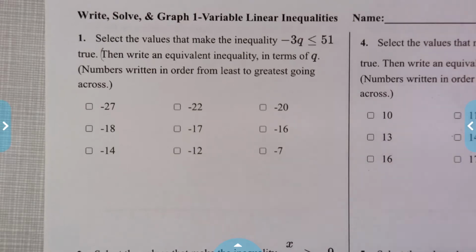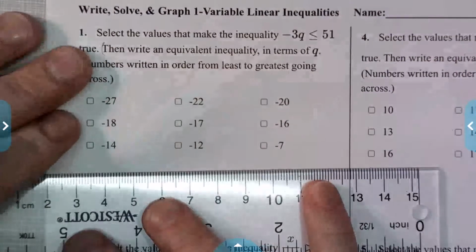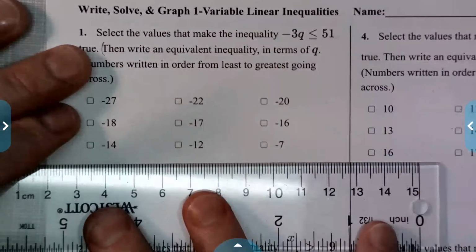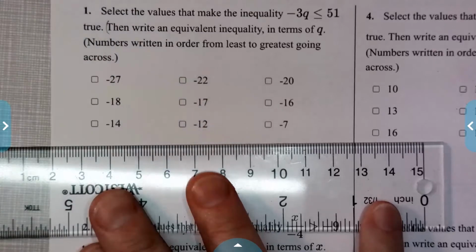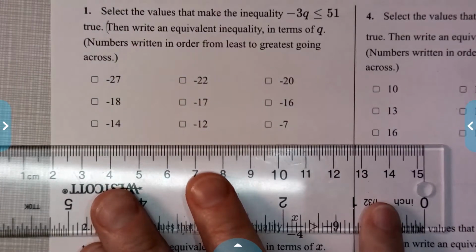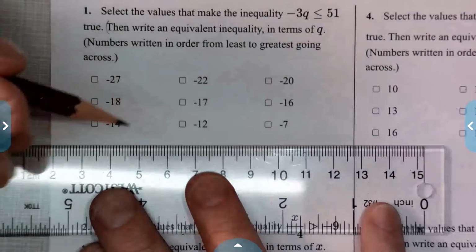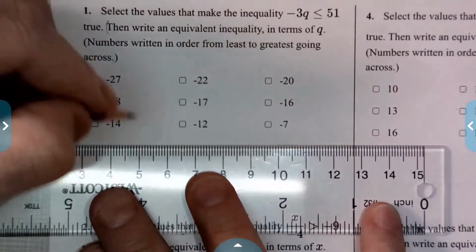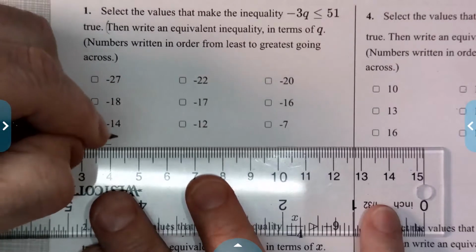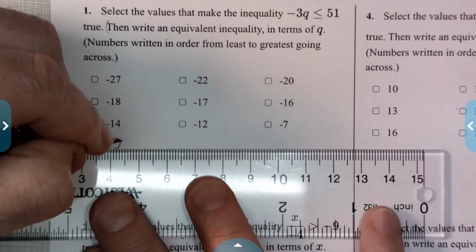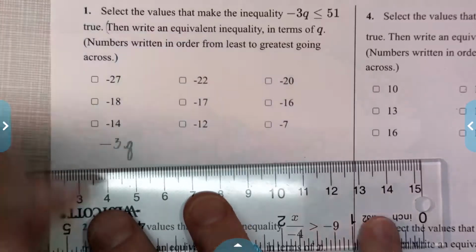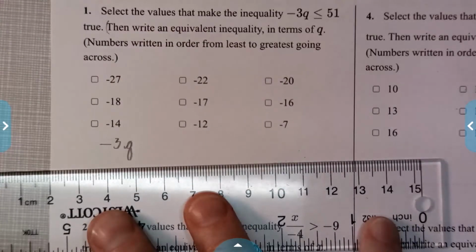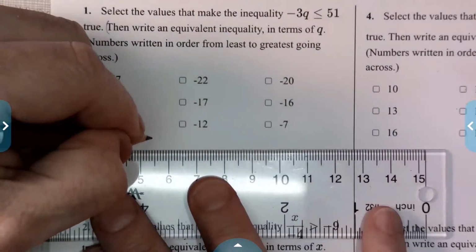This second sentence just means solve the inequality. Because the inequality is up here and we can't really work on it, we're going to come down here and rewrite it. Step one is to rewrite. Very often that is the first step in a math problem. So let's rewrite -3q, and -3q what? Less than or equal to.